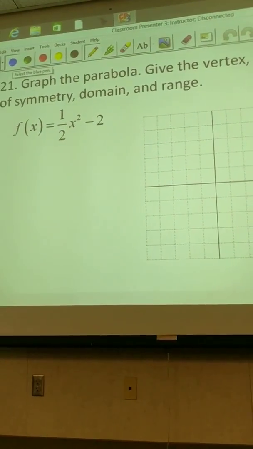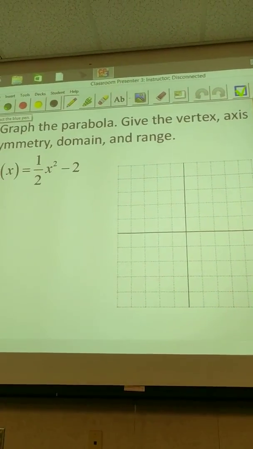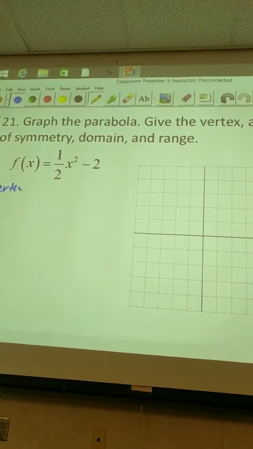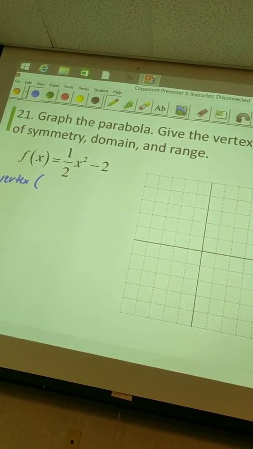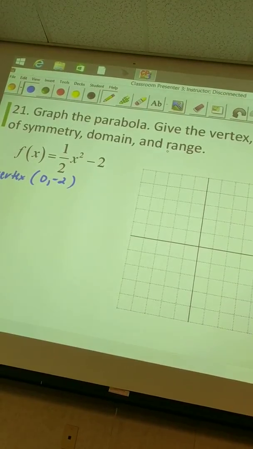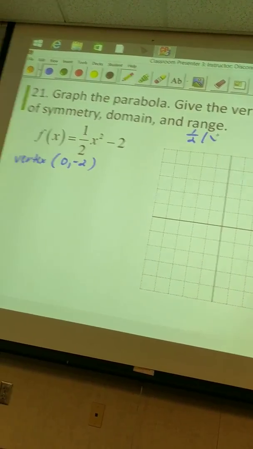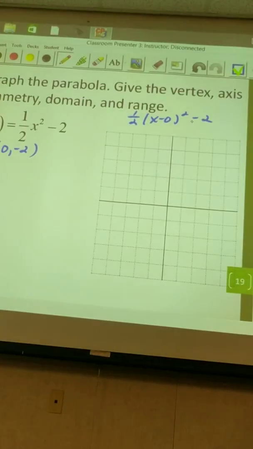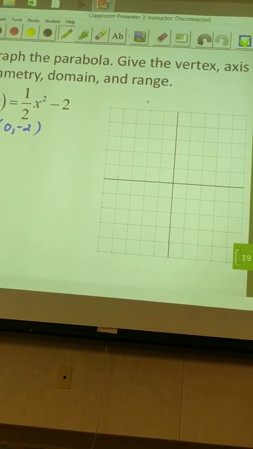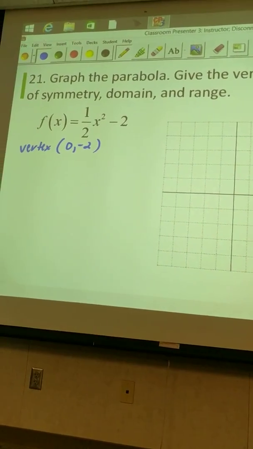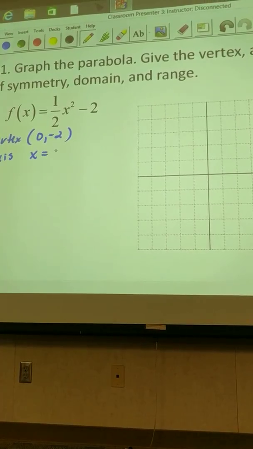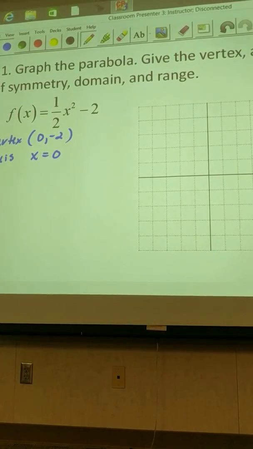This is the form I like it in because I can tell the vertex immediately. What is our vertex here? 0, negative 2. So remember, you can think of that as 1/2 (x minus 0) squared minus 2. It's whatever makes this 0 and then this number out here. So again, that's good news for us. And then what's our axis of symmetry? X equals 0. It's always the equation x equals 0.